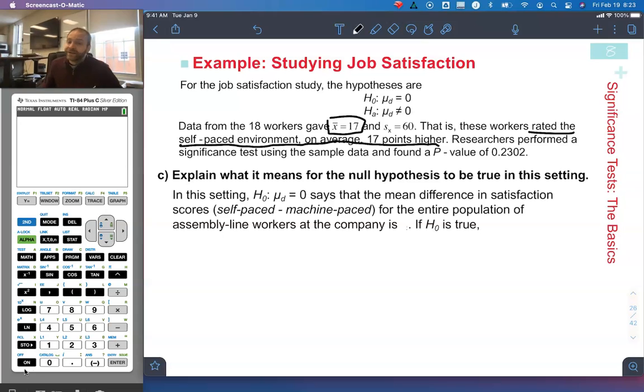Now they performed a significance test using that data, and they found a p-value of 0.2302. We're going to get to what that p-value represents, and it is something you're familiar with. We have to learn how to interpret it.